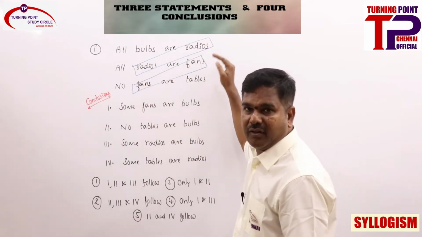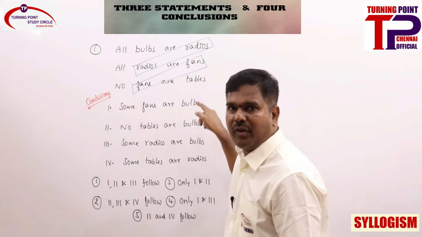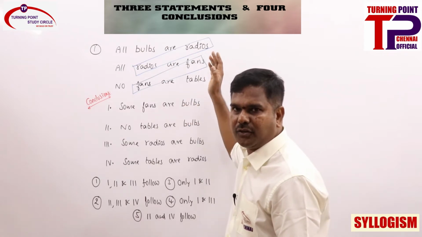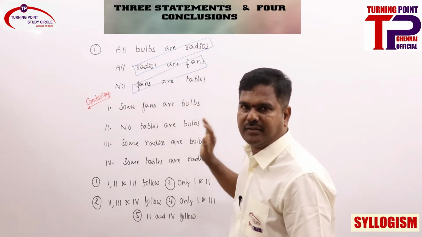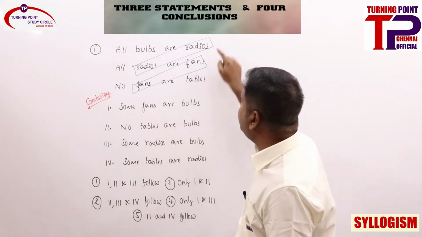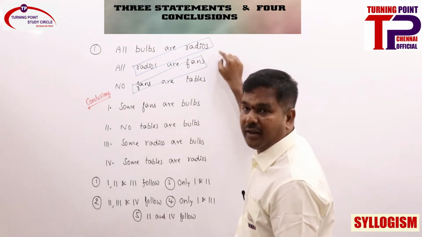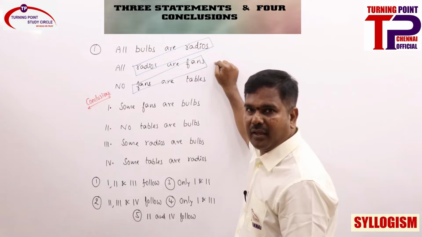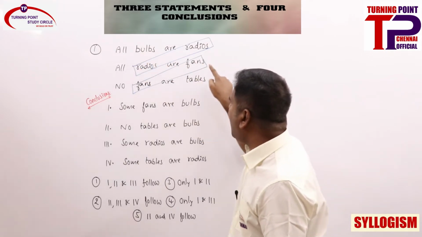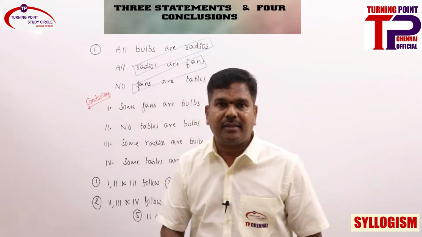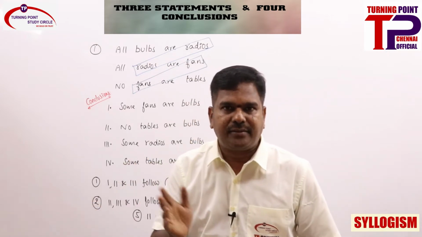First we will check whether the 1 and 2 statements alone will give us the answer or not. With the 1 and 2 statements itself, whether we are getting the answer or not. Now fans and bulbs are there. What is A plus A? A plus A means you will be getting all bulbs are fans, which can be converted as some bulbs are fans, some fans are bulbs.